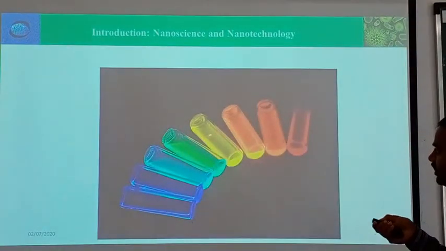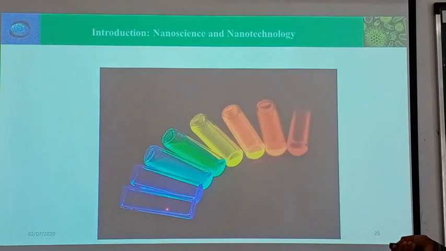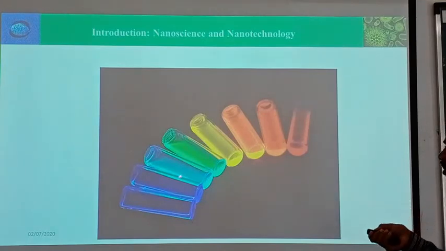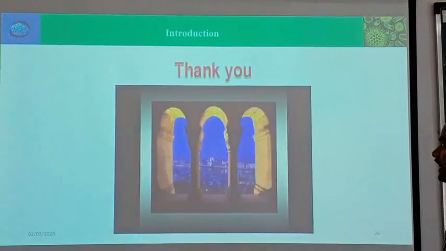So we have discussed the quantum dots. This is the UV illumination on the quantum dots, which reflects the various colors. Why does this color occur? Due to the size dependent properties, and we will discuss the remaining part in our next lecture.